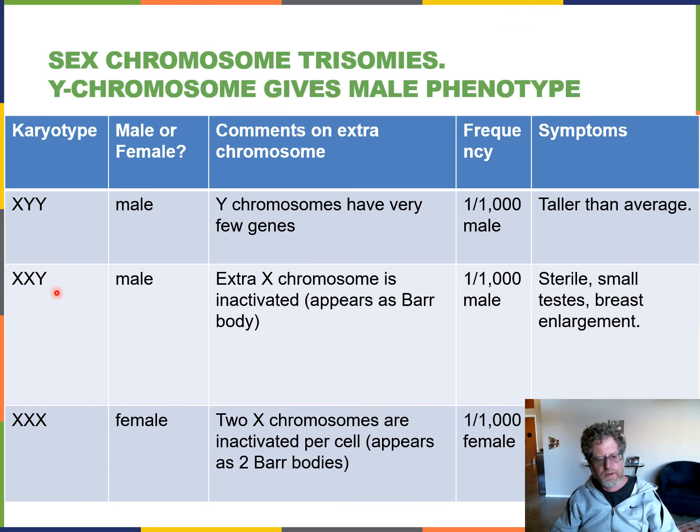XXY, so again, it has an extra X, but it's also a male because it has a Y. And the extra X chromosome is inactivated. We'll talk about that in a bit. You can see that there are some feminine characteristics, like breast enlargement. And then XXX. Now you have an extra X chromosome, and it's a female because it doesn't have a Y. And 2 X chromosomes are inactivated. We'll talk about that in a minute. Okay?